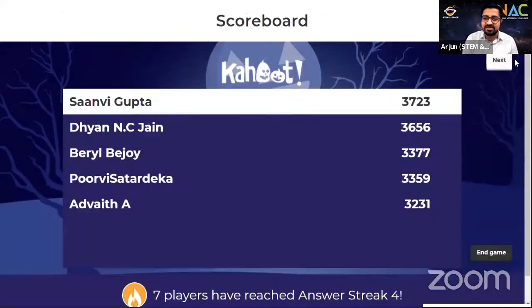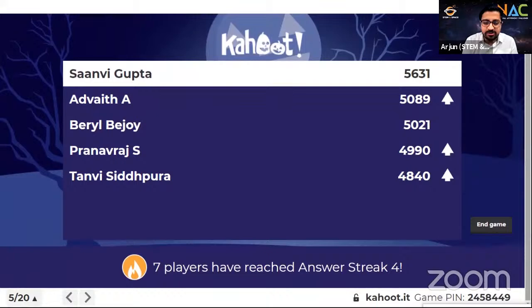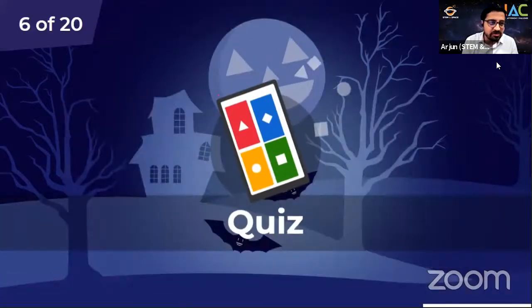So with this, let's get to the scoreboard. The scoreboard looks like this. And wow, Advait has climbed to second. Sanvi is maintaining her position, followed by Advait. Then we have Beryl, then Pranav. And Tanvi Sidhpura is the new entrant in the top five. Great job, Tanvi. Seven players have reached the answer streak of four. Good job, students. Maintain your streak. You will definitely land in the top five at some point. So with this, let's get to the next question, everybody.